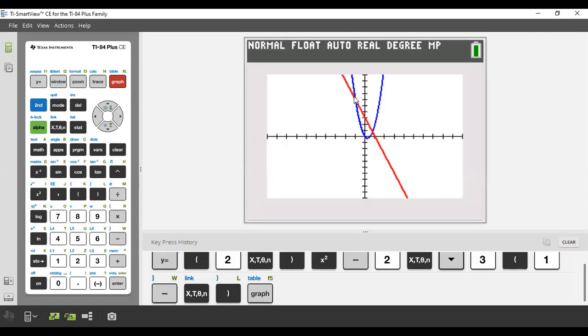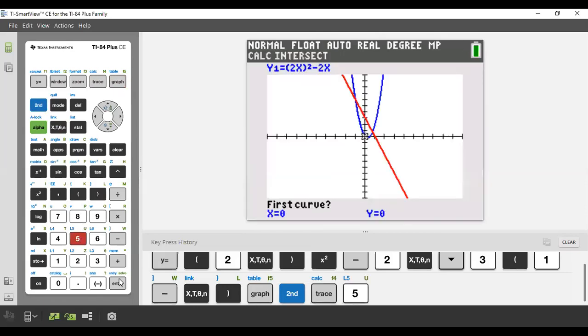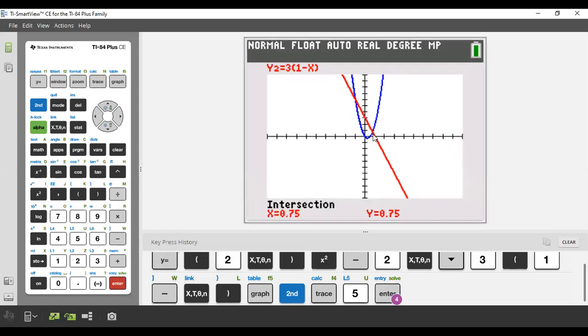All right, so here's one of the intersections, and here's the other intersection. All we need to do is find the x values and then add them. To find an intersection, we go second, trace, option 5 for intersect, and then we press enter 3 times: 1, 2, 3. So it went to this one on the right, 0.75. If there's more than one intersection, the calculator will always try to go to the closer one, so if you want a different one, you have to help it. So one of the intersections occurs at 0.75.